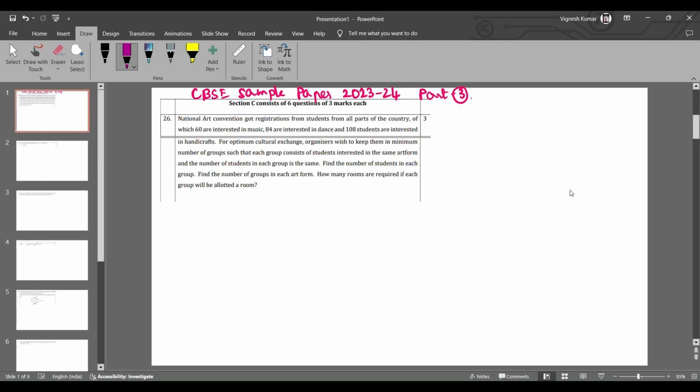Hello everyone. In this video, we are going to solve the section C of CBSE Sample Paper 2023-2024. So the first question goes like this.